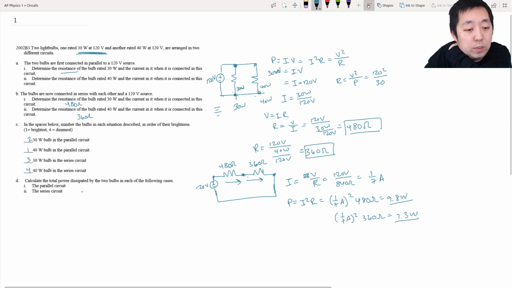Calculate the total power dissipated by the two bulbs in each of the following cases: the parallel circuit and the series circuit. Well, the total power in this one is 70 watts because it's the power from this one and the power in this one, and that's the total. For the series circuit, it's the sum of these two powers. So what is that? 9.8 plus 7.3, that's 17.1 watts.